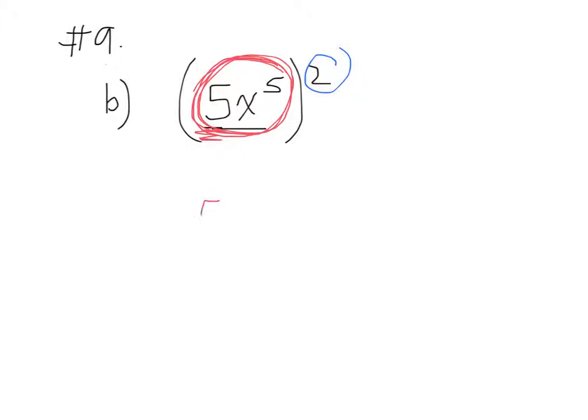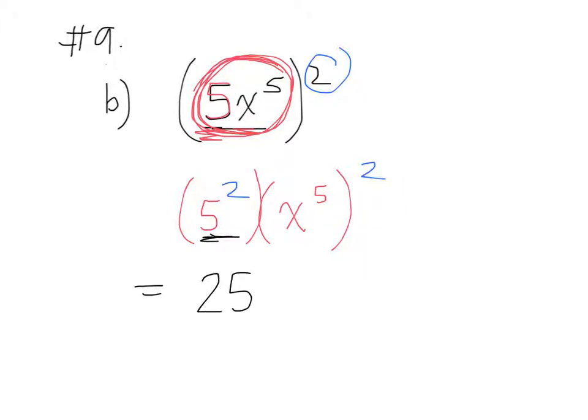It's 5 to the power of 2, right? It's everything to the power of 2, and then it's multiplied. This means multiplication. X to the power of 5, that's the second part of the base, all of that to the power of 2. It's every single thing inside the bracket to the power of 2. So now can we simplify this? What's 5 to the power of 2? 25. What is x to the power of 5 to the power of 2?